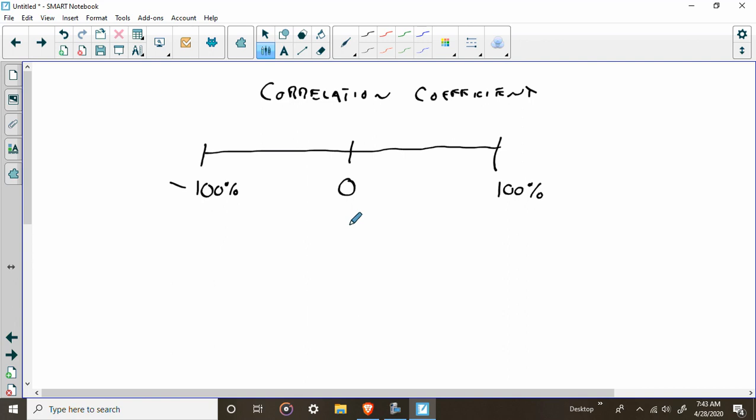And the tricky part is that any correlation coefficient, whether it's positive or negative, can be very, very strong. So I'm going to show you an example of a positive correlation of 100% or 1, and a negative correlation of 100% or -1. So you're going to see these numbers as -1 and +1.